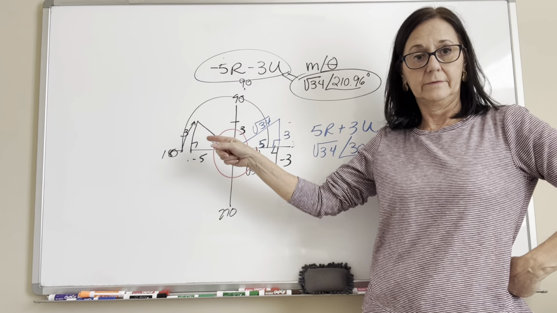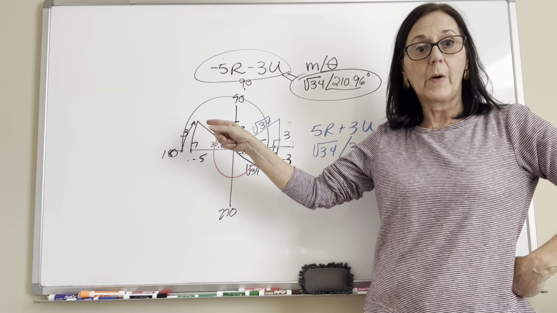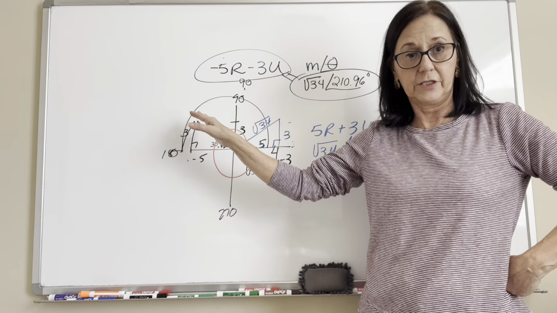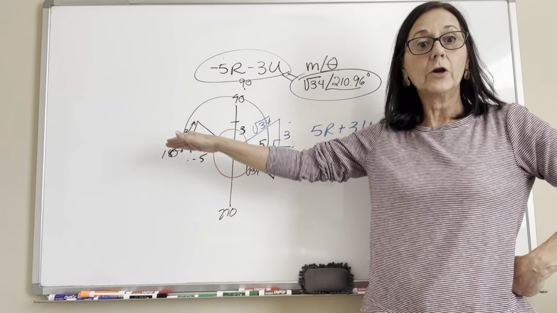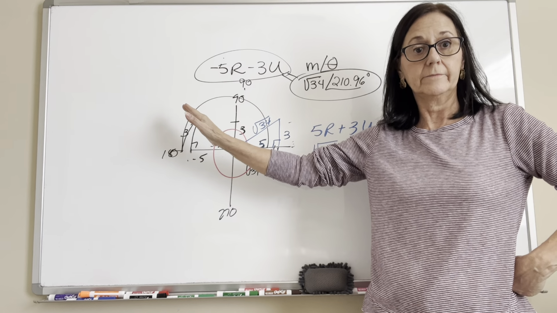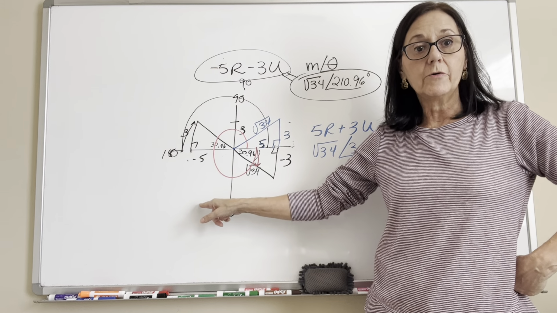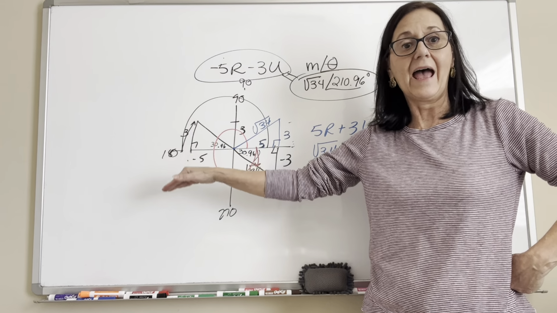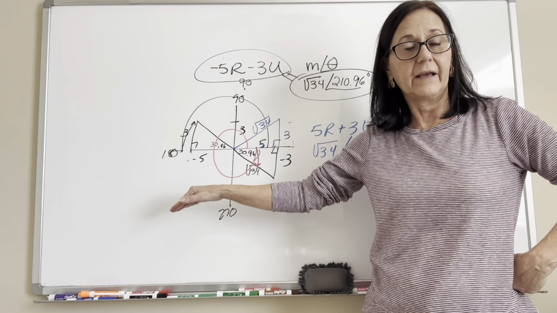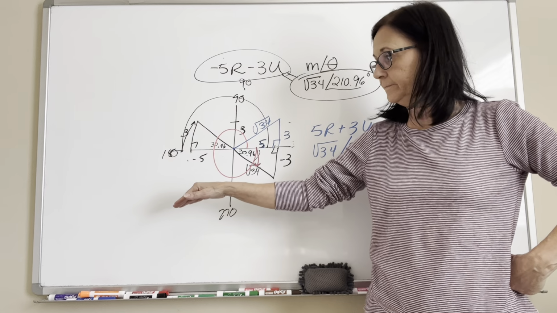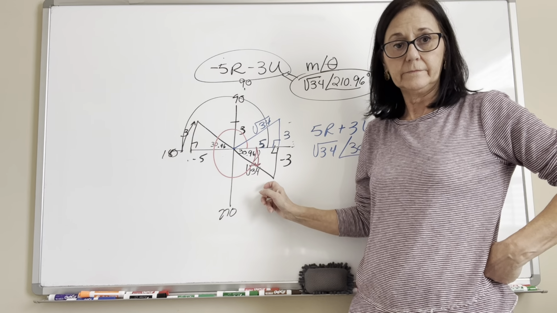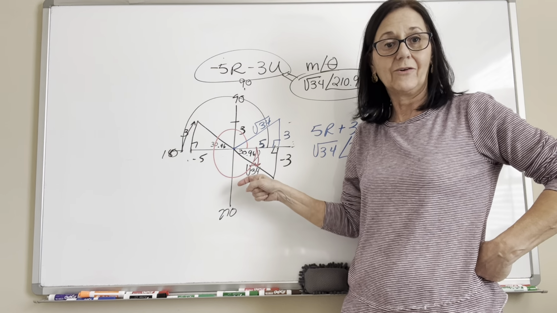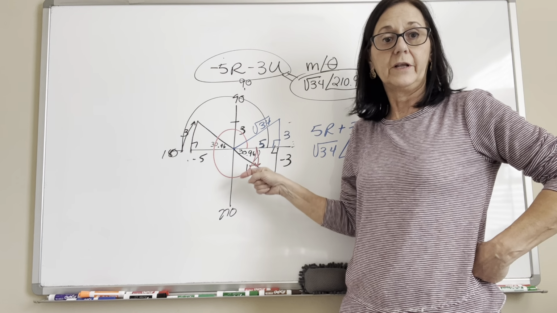Second quadrant. Your R is negative, your U is positive. Right? You're just thinking x, y coordinates. I'm going to use the tangent to find the angle of the triangle, and I'm going to go 180 minus that angle. All right? The third quadrant. Both R and U are negative. I'm going to go 180 degrees and add the angle that I arrive at when I use the inverse tan. Fourth quadrant. I am going to go all the way around to 360 and subtract the angle that I calculate when I use inverse tan.